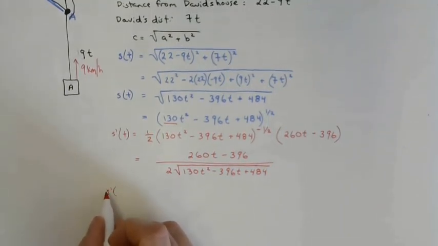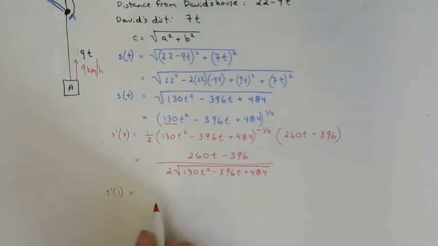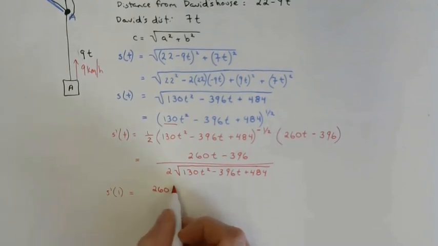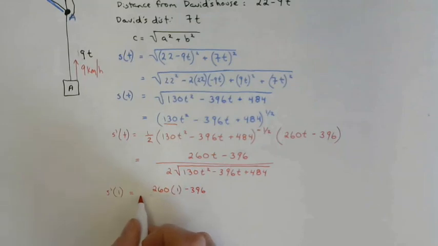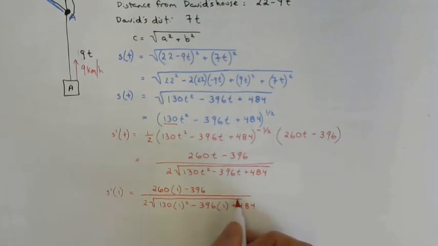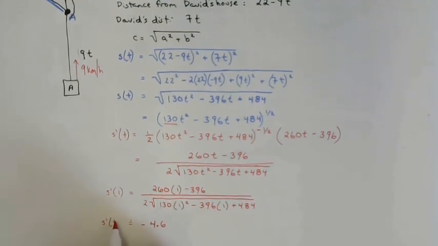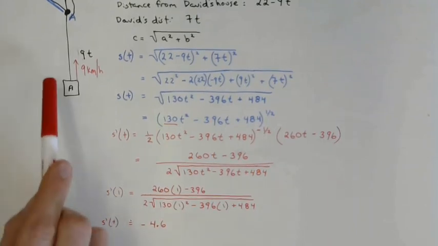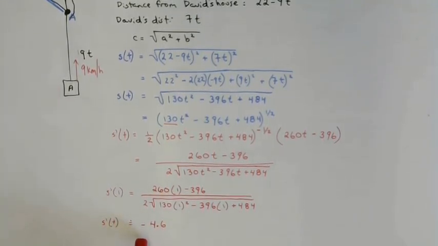So the derivative of the displacement function at 1, we're just going to sub in 1 everywhere we see a t. So in the numerator, we have 260 times 1 minus 396. In the denominator, we have 2 times the square root of 130 times 1 squared minus 396 times 1 plus 484. And if you're careful in your calculator, that will eventually reduce to approximately negative 4.6. What does that tell us? It tells us that after 1 hour, the distance between Andrew and David is decreasing at a rate of 4.6 kilometers per hour.